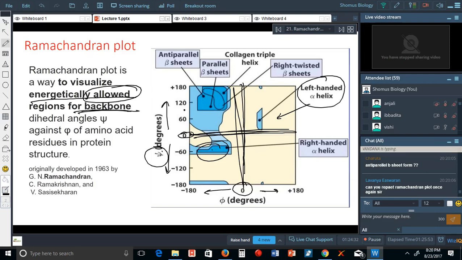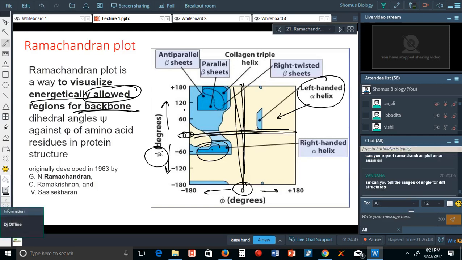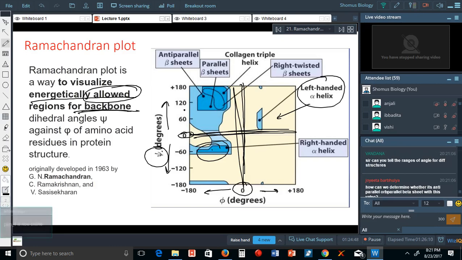So actually it's nothing but a representation giving you the idea about the allowed regions for forming an alpha helix or beta sheet by knowing the phi and psi angles, the dihedral angles of the protein backbone or amino acid backbone of the primary structure.